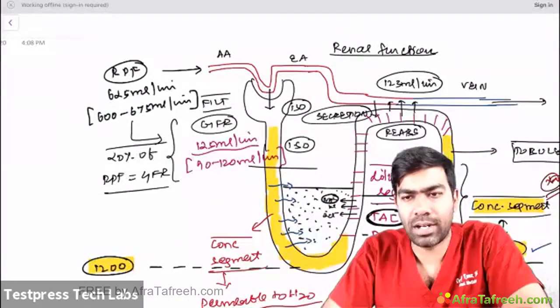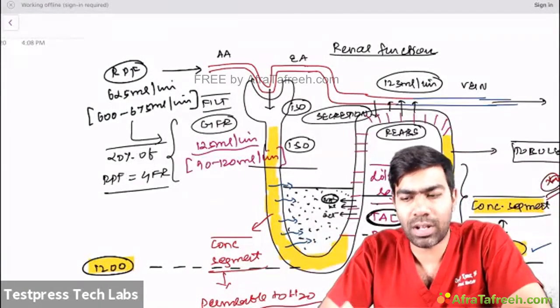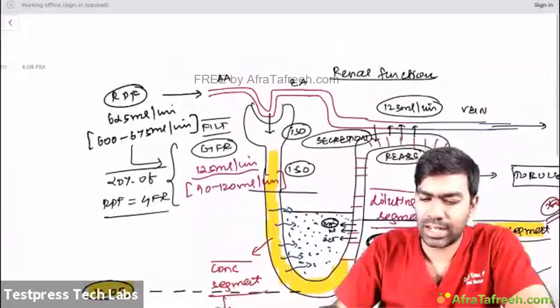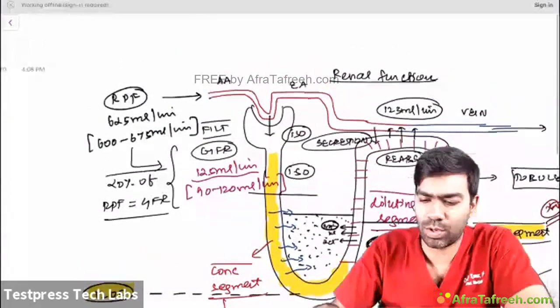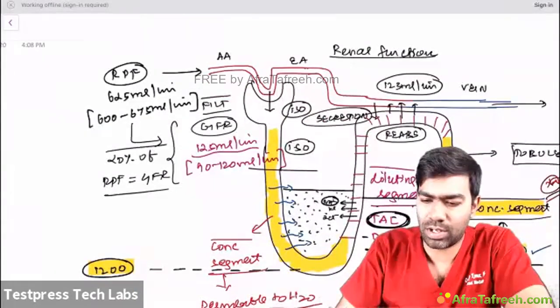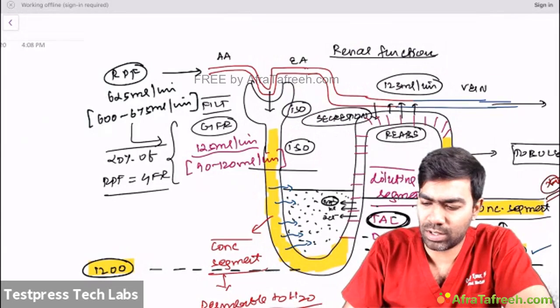And apart from that, there are some indices of glomerular function itself. What are the indices of glomerular function? Glomerulus does a few important things as well. We have not cared about the glomerulus till now, but still we know that glomerulus does a few bits of functions.